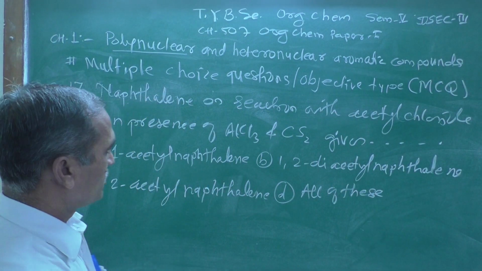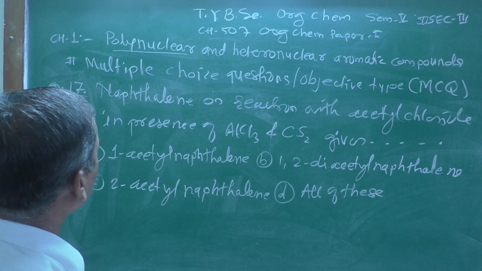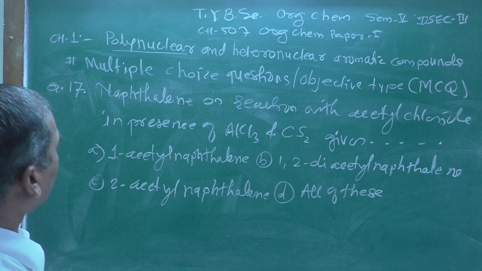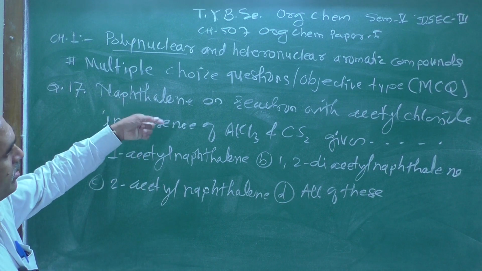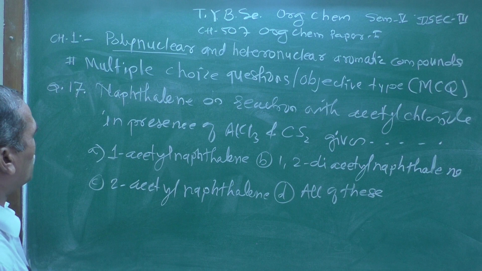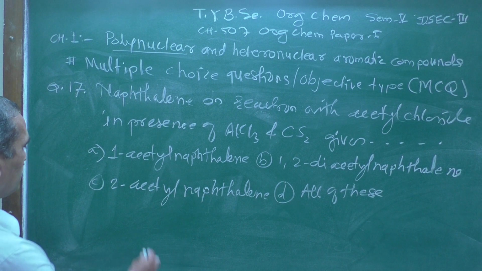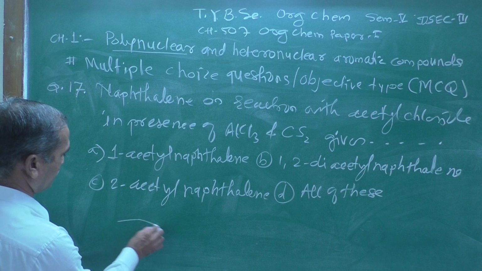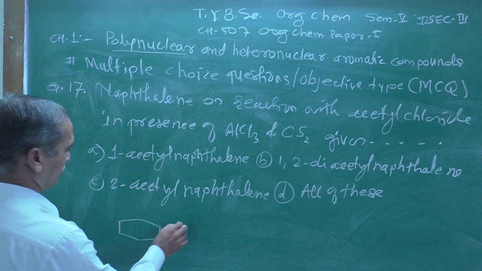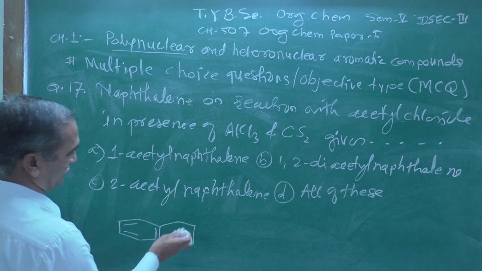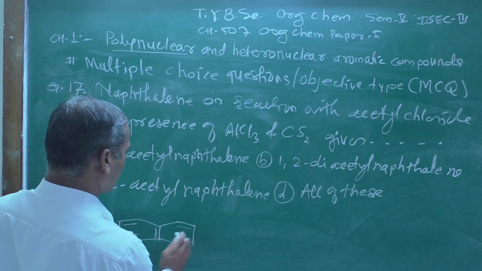Now once again, look at here carefully. Naphthalene on reaction with acetyl chloride in presence of AlCl3 and CS2 gives what? If you know the reaction, then you will be able to choose the correct answer.